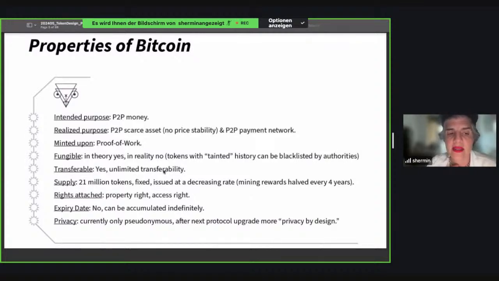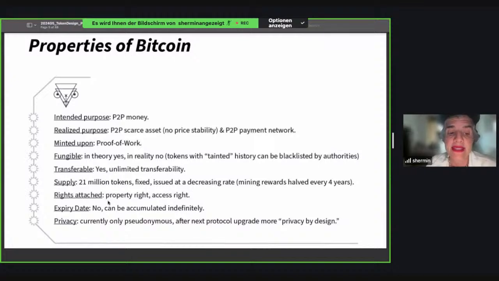Because it's a currency, there is a supply policy. We will analyze the supply policy a bit later. It is rigid. It cannot be changed and is fixed to 121 million. The rights attached are basically property rights. It represents an asset that has a value, and the value is determined by the exchange rate or the price, supply and demand on the markets. But it also represents an access right to use the network and to pay for network services. There is no expiry date attached to the tokens.